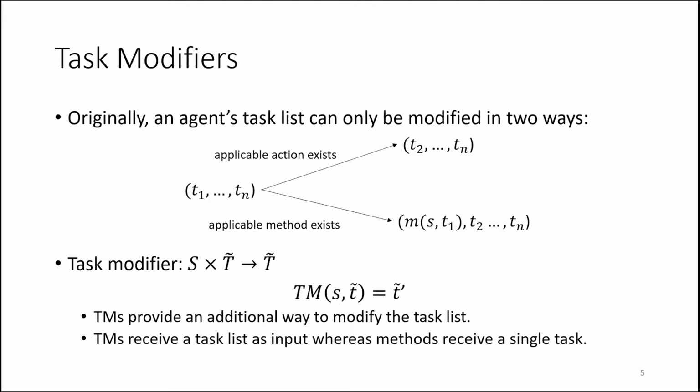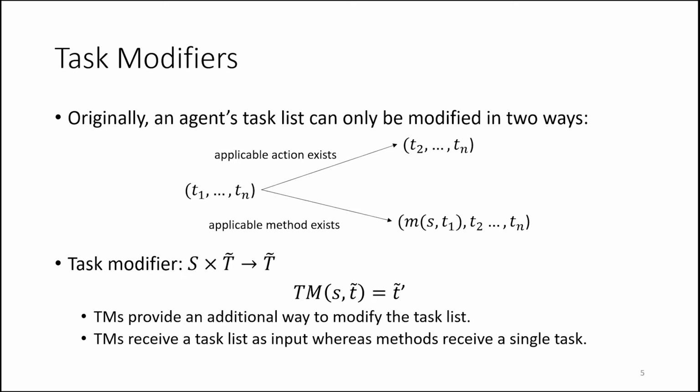We define a task modifier as a two-argument function that receives a state and a task list and outputs a new task list. If the new task list is the same as the original task list, we consider that no modification has happened. So the definition of a task modifier is abstract. This means that any function that receives a state and a list of tasks and then outputs another list of tasks can be considered a task modifier. The implementation depends on the programmer.